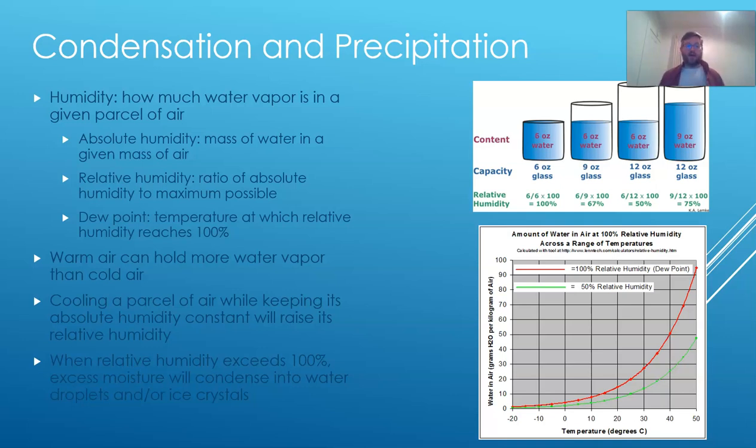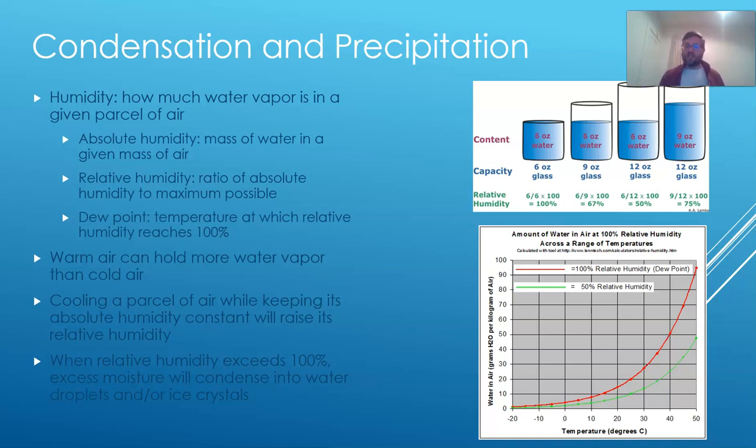So you can raise the relative humidity of a parcel of air by cooling it off. And you can see that illustrated in the graph in the lower part of the slide. The red line there shows you the 100% relative humidity or dew point temperature for different amounts of water vapor in the air. So you can see that when the air is 30 degrees Celsius, that's a real hot day, you've got about 27 grams of water per kilogram of air. That's the maximum possible humidity that you could hold.